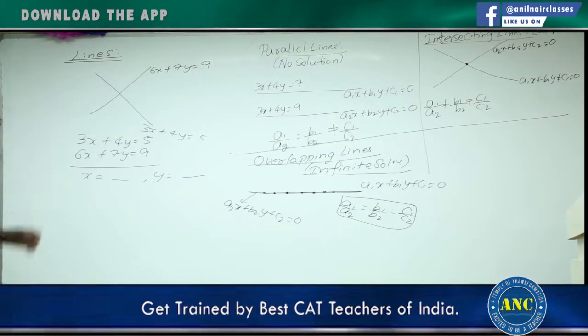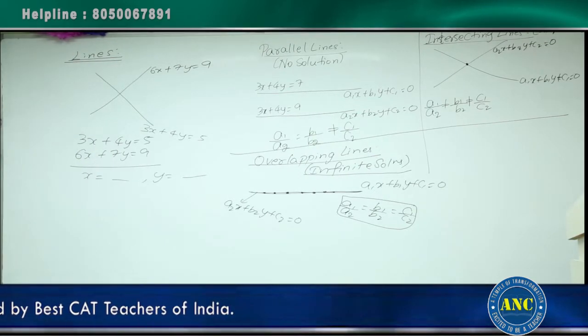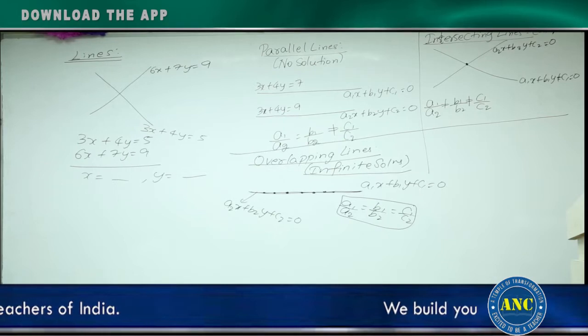To explain the next question, this explanation is required. Clear, right? Parallel lines will not have any solution. Overlapping lines will have infinite solutions. Intersecting lines will have only one solution.